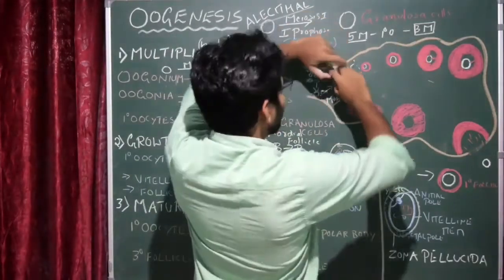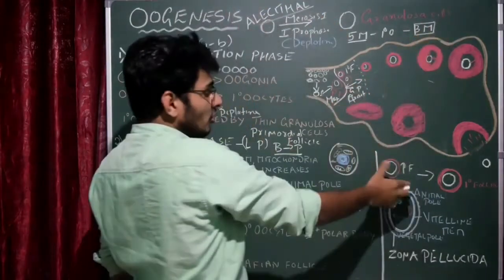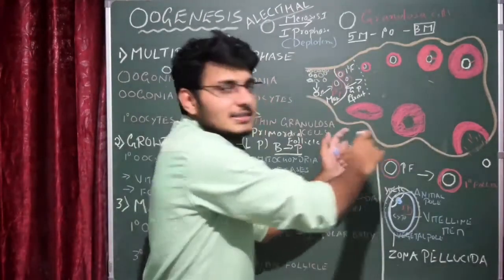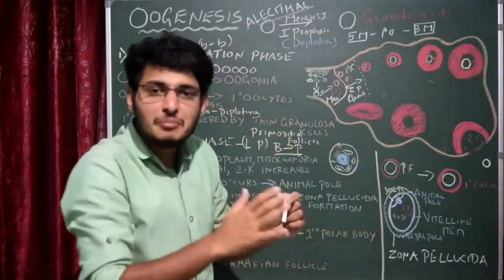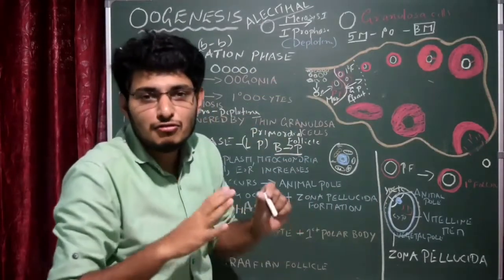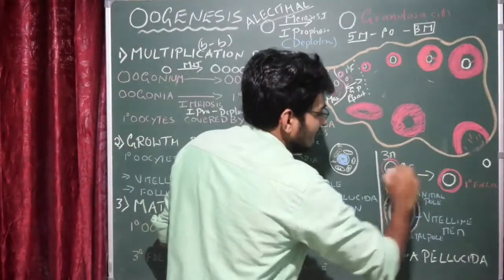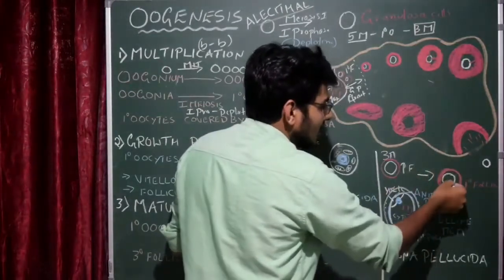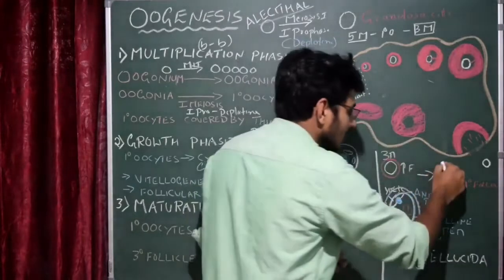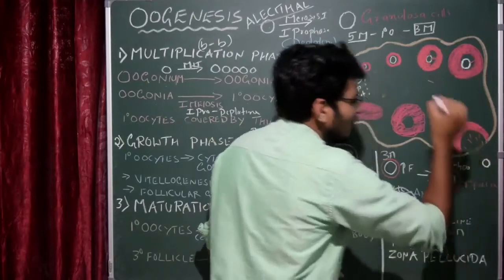As I said, there are around 3 million primordial follicles at the time of birth. But when the female attains her first puberty, out of 3 million primordial cells, it is reduced to only 300 to 400 primary follicles. So during the growth phase, when she attains her first puberty, the 3 million primordial cells are reduced to only 300 to 400 primary follicles.